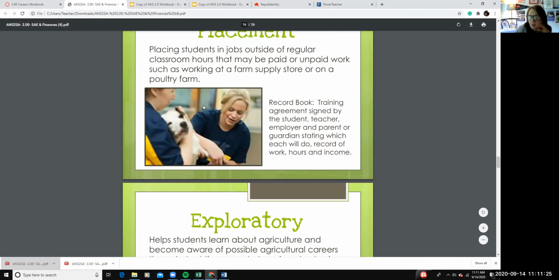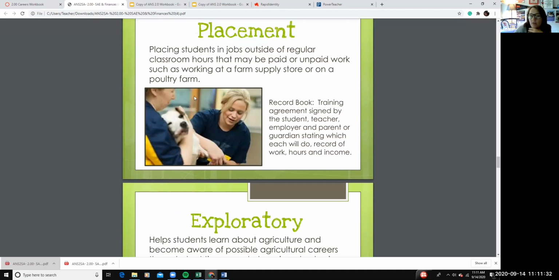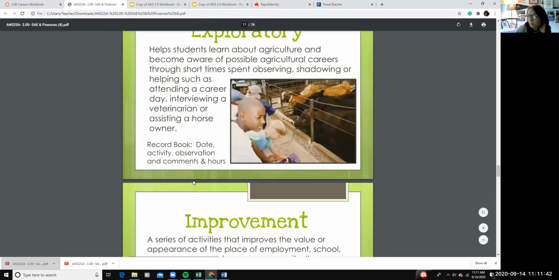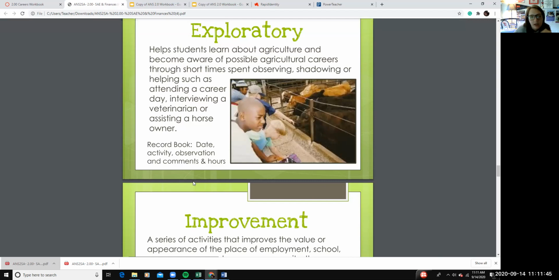So placement, remember that pretty much means you're placed somewhere, so you're working for someone else in whatever job you may be. I know a lot of you have jobs, and so you're considered in a placement SAE category. Exploratory kind of means the same as the name. Exploring, that's usually our first year members get to do that. And so you're exploring a career either by interviewing someone or job shadowing or doing research about a career. Anything like that is considered exploratory.